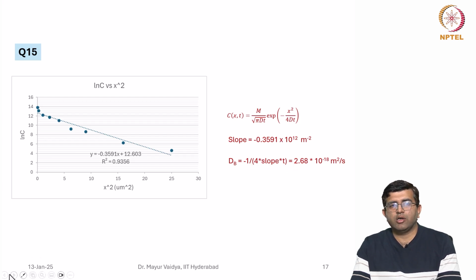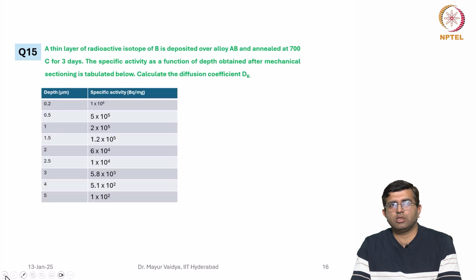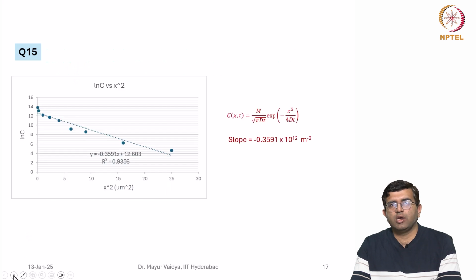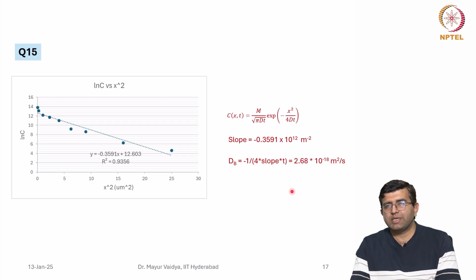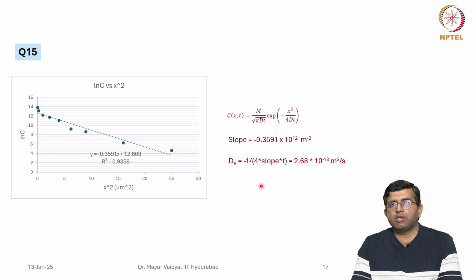T, again, you remember here that t is written as 3 days. So, do not forget to convert the days into seconds, and once you do that, you will get the value 2.68 into 10 power minus 18 meters square per second. So, this way you can determine the diffusivity.